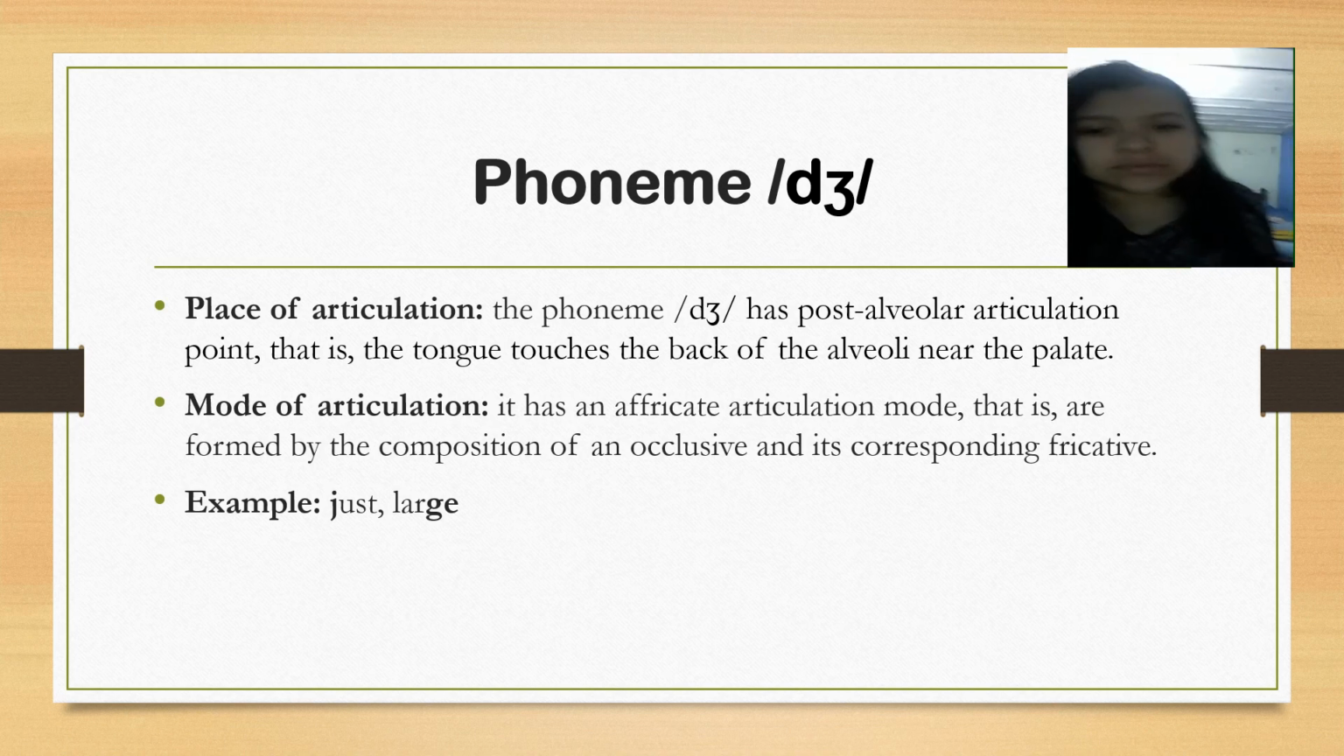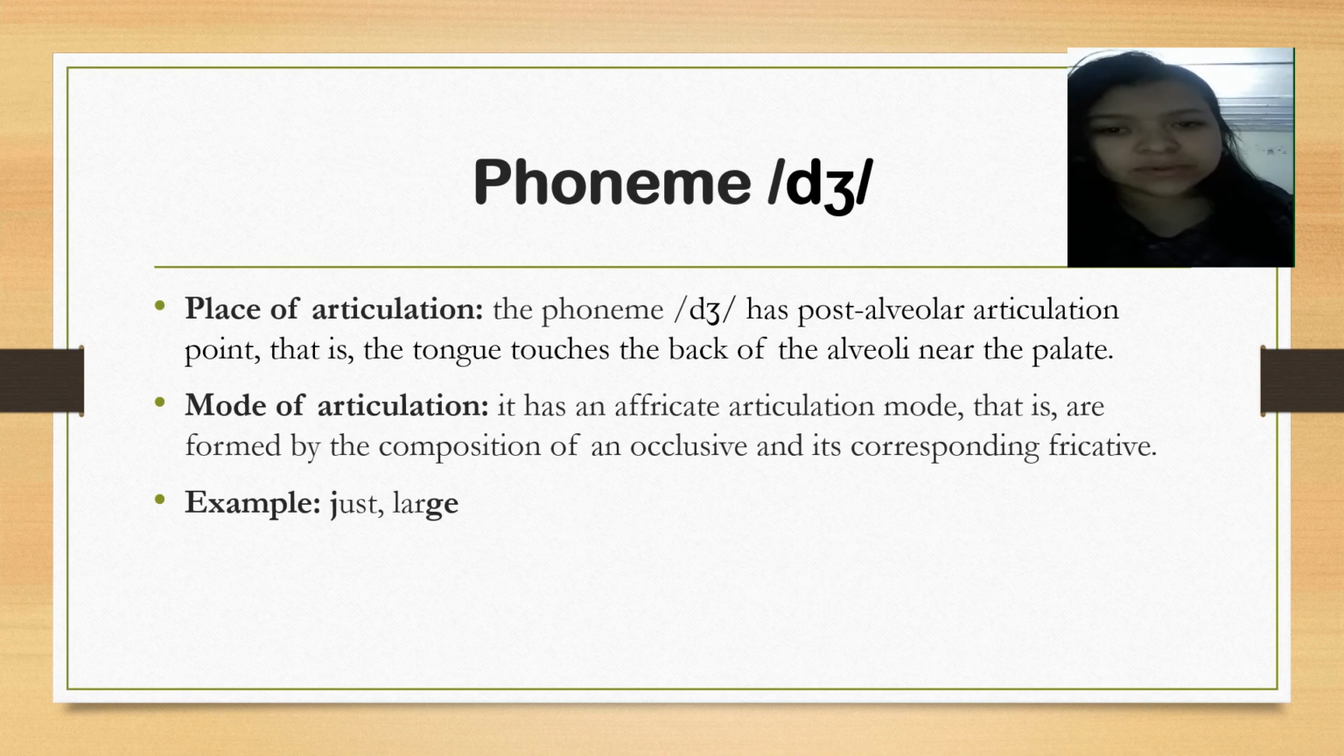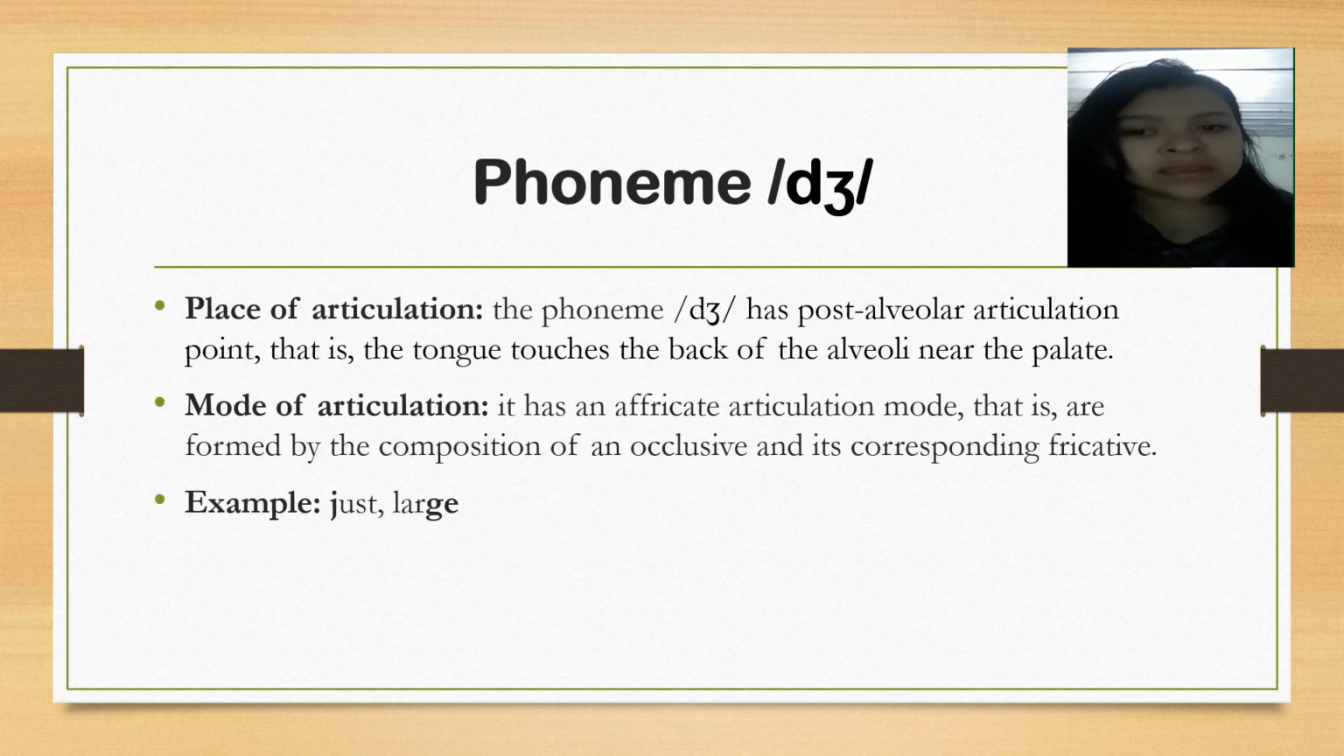Phoneme j. The phoneme j has a post-alveolar articulation point, that is, the tongue will touch the back of the alveoli near the palate. It has an affricate articulation mode, that is, sounds formed by the composition of an occlusive and its corresponding fricative. The pronunciation of this phoneme is j.